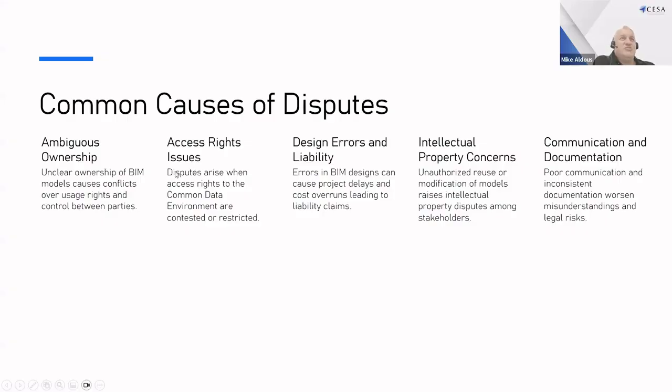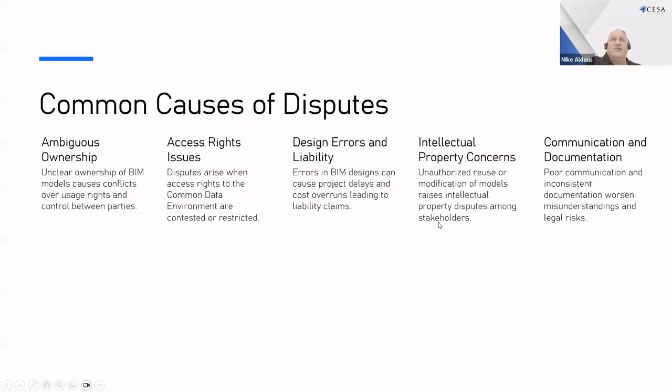Access rights issues: disputes arise when access rights to the common data environment are contested or restricted. We'll see this a little bit later. Then design errors and liability. Errors in BIM design can cause project delays and cost overruns, leading to liability claims. How is this apportioned and how is the responsibility determined? As much as BIM provides collaboration, it can also transfer errors through the chain without the right checks and balances in place.